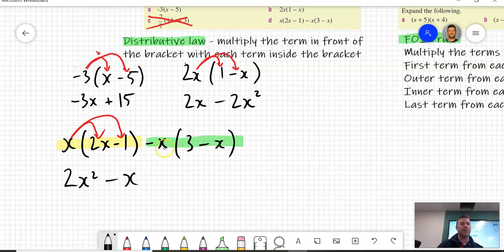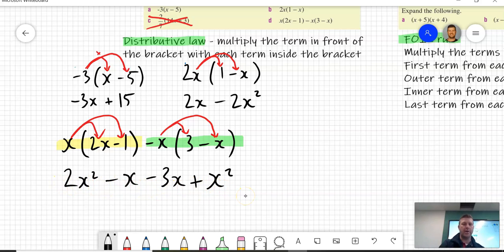I'm going to move on to the bit I've highlighted in green. So again, the term in front, which is negative x, times by positive 3. Good. Negative 3x. And then it's negative x times by negative x. Negative x squared. Positive x squared. Good. Alright. At this point, guys, how many terms do I have here in this expression? 4 terms. Are any of those terms like terms?